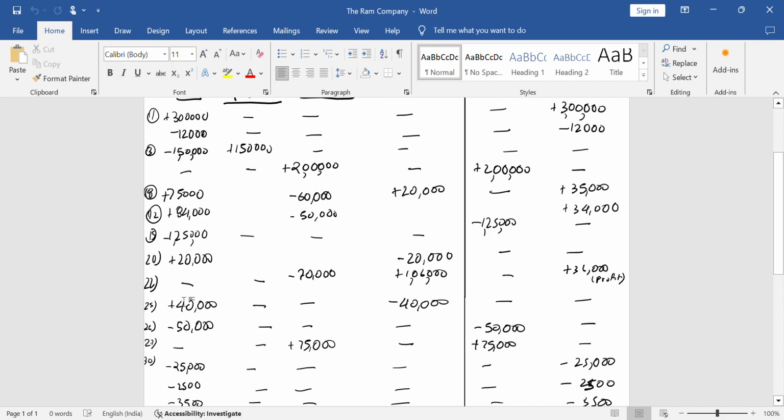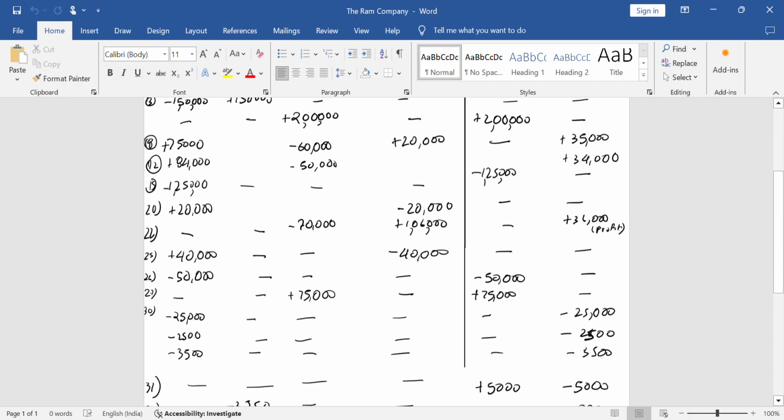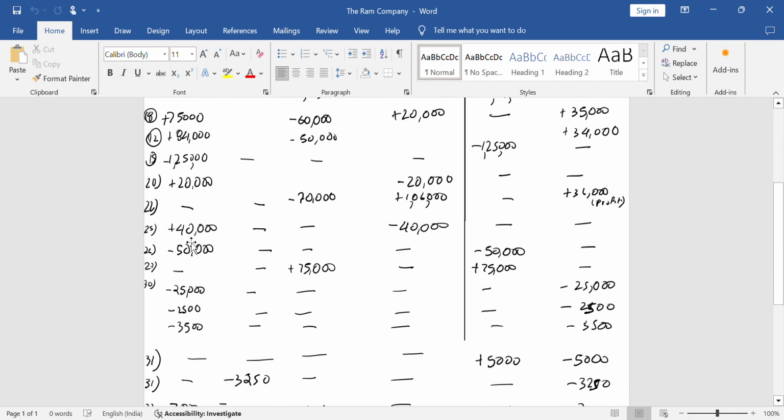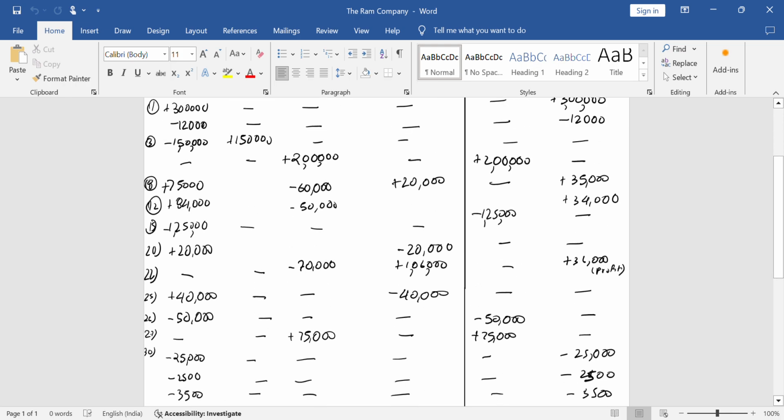May 22, the company sold merchandise worth rupees 70,000 for rupees 1,06,000 on credit. 70,000 will be reduced from merchandise and 1,06,000 will be added in trade receivable. And the net profit, that is 1,06,000 minus 70,000, which is 36,000, is the profit which is added in our equity. Then on May 25th, the company received 40,000 cash towards sales made, 40,000 in cash and 40,000 deducted from trade receivable, as it pertains to the transaction of May 22.